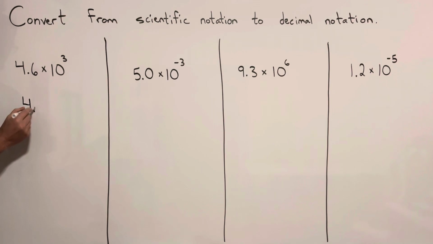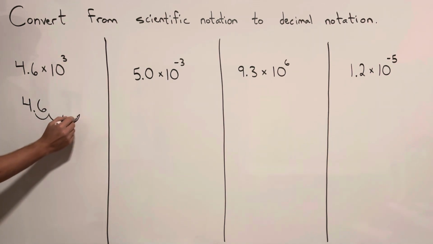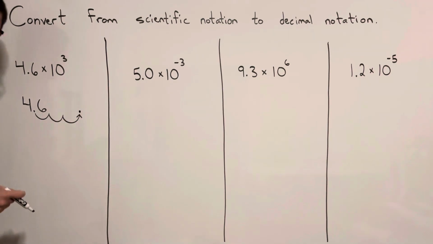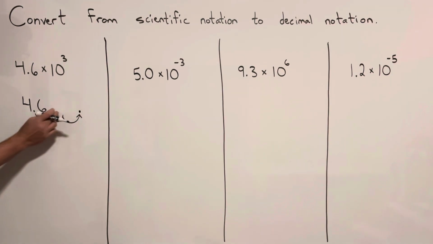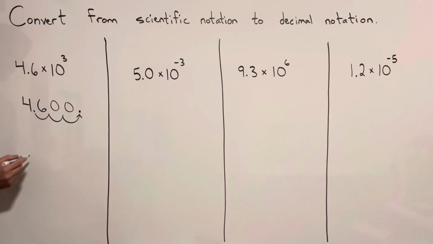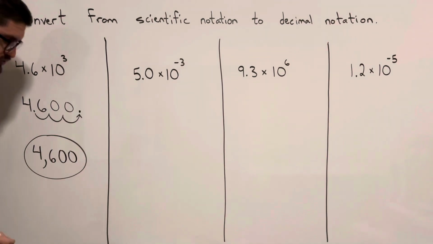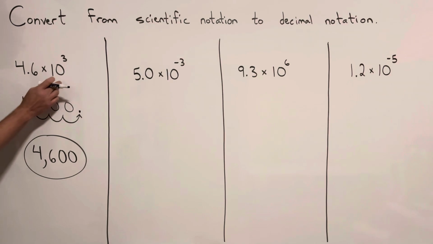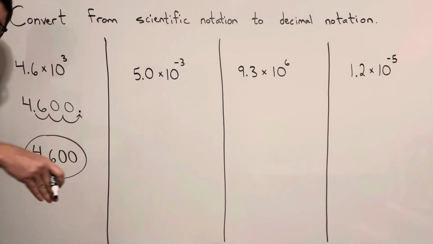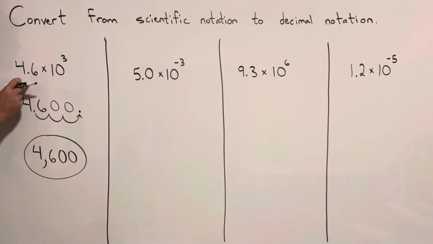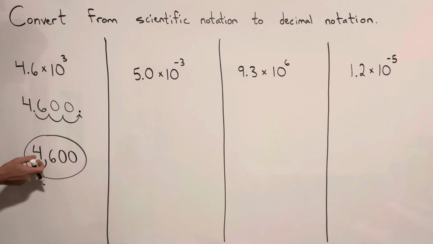So you take 4.6 and you move it 3 places to the right, and it creates 2 zeros. So this is going to be 4,600 in decimal notation, which makes sense. 10 cubed, if you do 10 times 10 times 10 is 1,000. So if you take 4.6 and multiply by 1,000, you'll get 4,600.